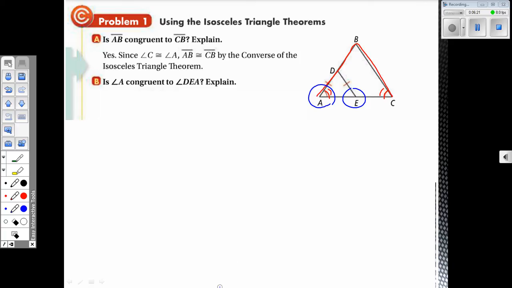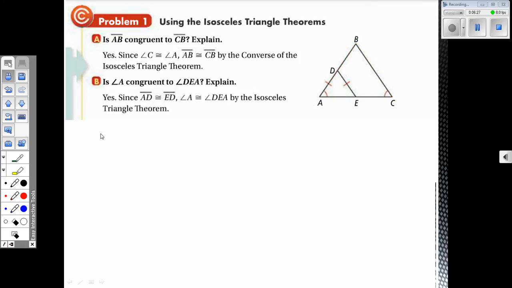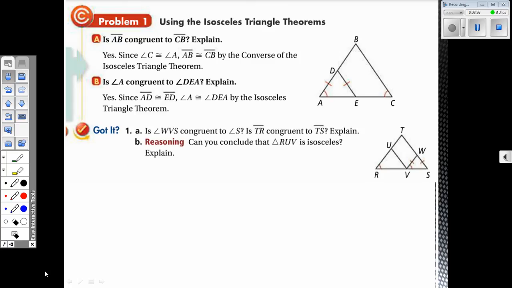Why? Because of the isosceles triangle. Exactly. Okay, you've got congruent sides. Okay, the sides are equal, so that means the base angles are congruent by the isosceles triangle theorem. Yes? Okay. So, trying this one.